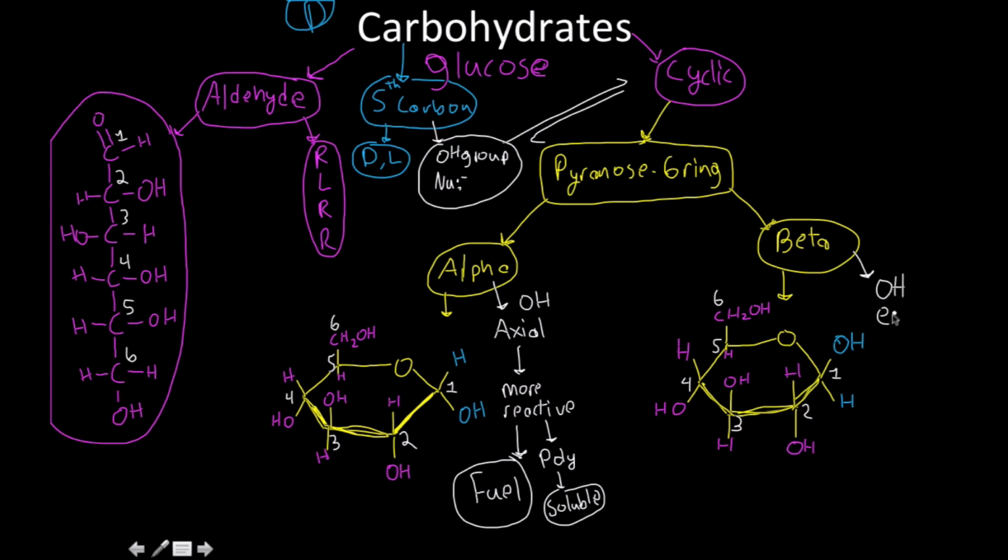Okay, so for beta glucose, if I could fit this in here, hopefully I can, the OH group exists in the equatorial plane of the chair configuration. If it exists in the equatorial plane, that means it's going to be less reactive because it's more stable. So if it's less reactive or more stable, it's really not going to be something that you would want to use as a fuel. Beta glucose, especially in the polymerized form, is used as a structural support: the exoskeleton of insects, the cell walls of plants, and the cell walls of fungi are all these beta glucose structures.